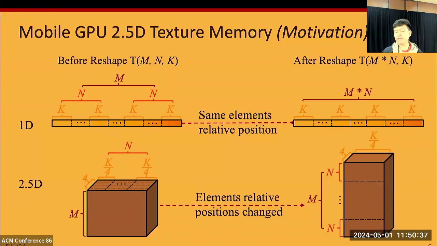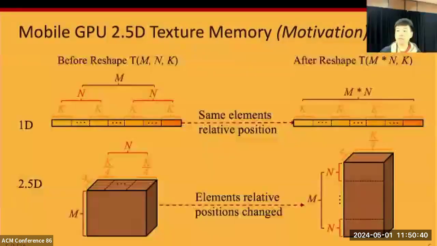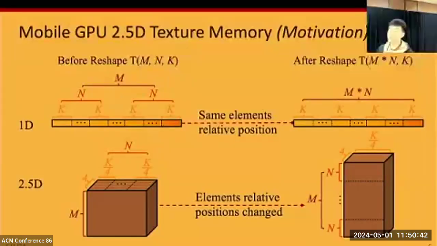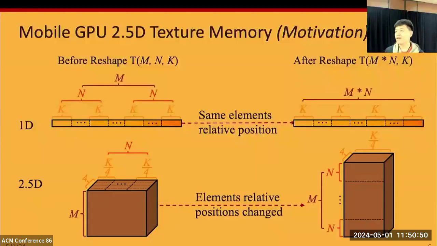The access time is much faster compared to 1-dimensional memory on the mobile GPU. And this 2.5D memory has actually been used in NVIDIA or desktop-level GPUs as well. But because the shared memory on the desktop-level GPU is much faster than the 2.5D texture memory, most of the time we still use the shared memory on the desktop GPU. And this data layout transformation is very, very expensive on the 2.5D memory on the GPU compared to 1-dimensional memory.